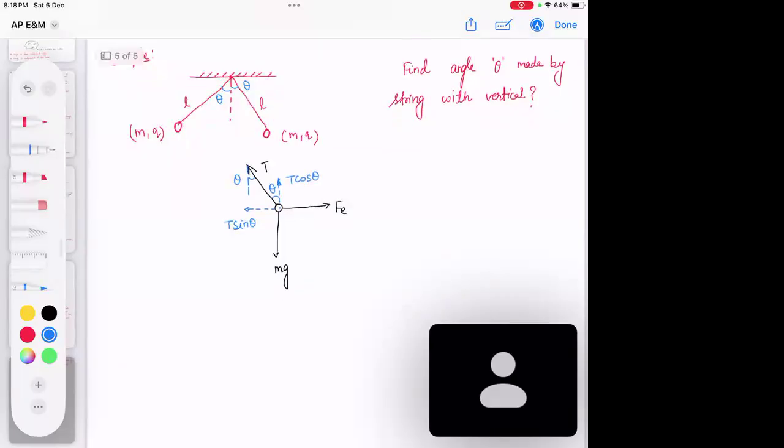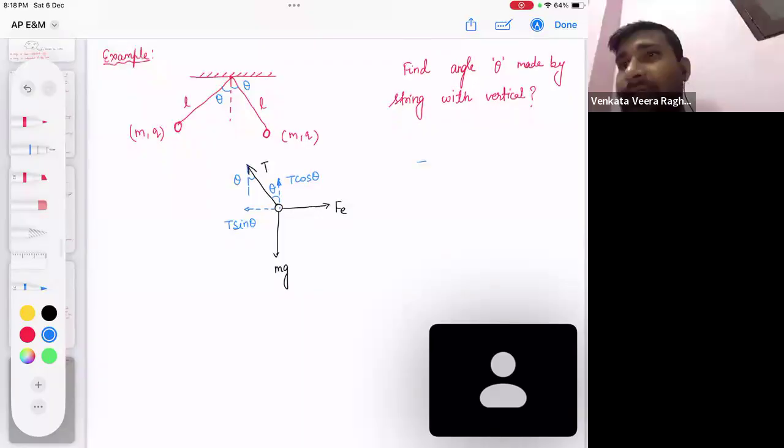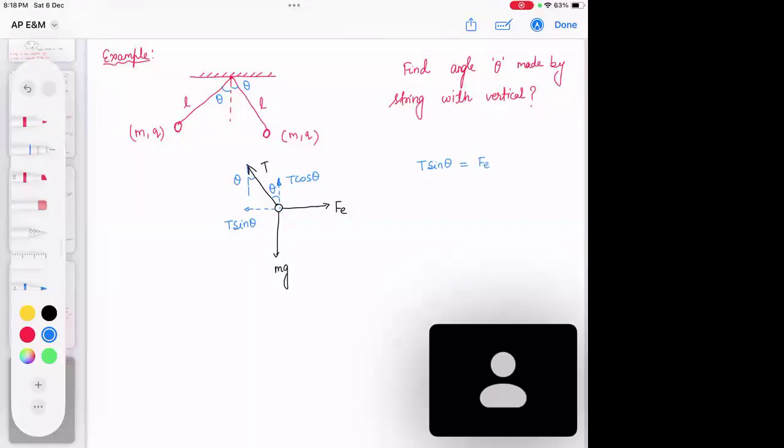Now let's write the equations. Tell me, can I say that T sine theta is going to balance the electrostatic force, yes, sir, and T cos theta is going to balance what? The mg, the gravitational force.